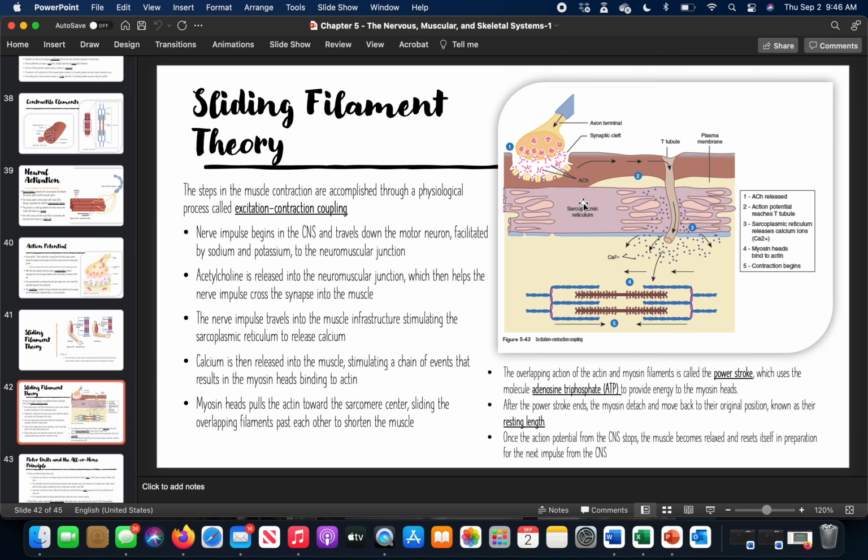But it happens so quickly and so often in the presence of ATP that we always have what we call a power stroke, or that connection point and pull.